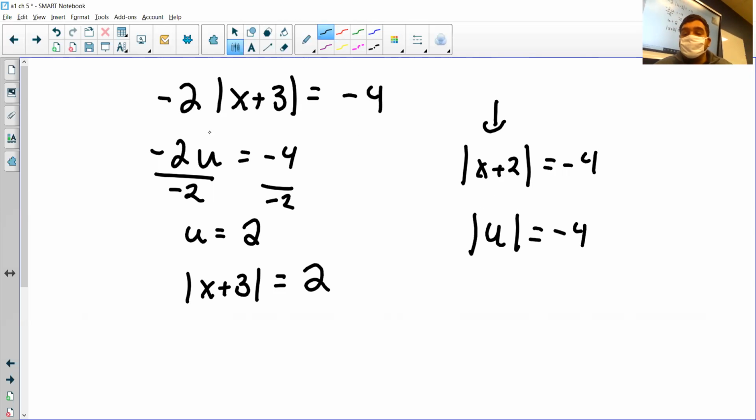If I have negative x equals 7, I have to multiply both sides by negative. Yes.